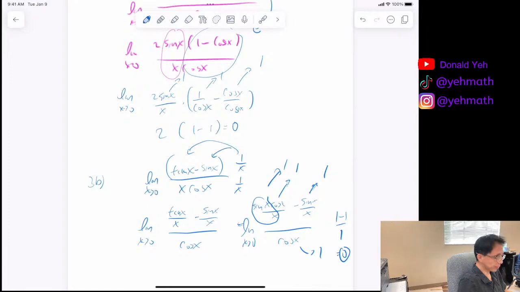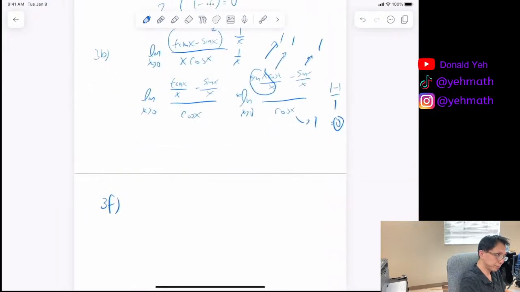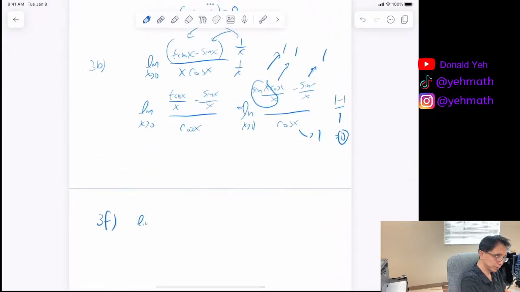We do 3F. 3F? Limit, sure. The limit as x goes to 0 of (1 minus cosine x) over tangent x. Yeah, this one's really tricky. Actually, it's Erie. I give her 5 points. She figured it out before I did.